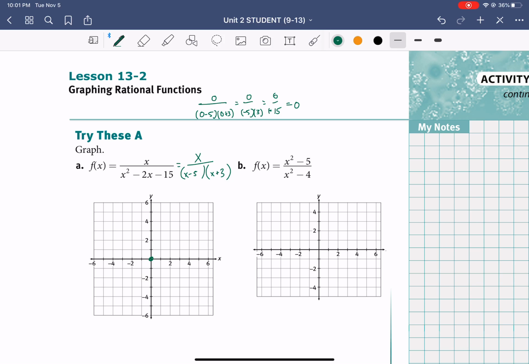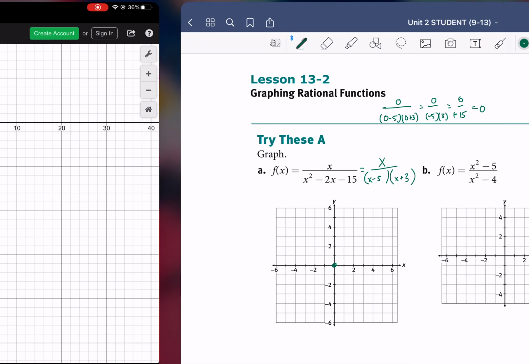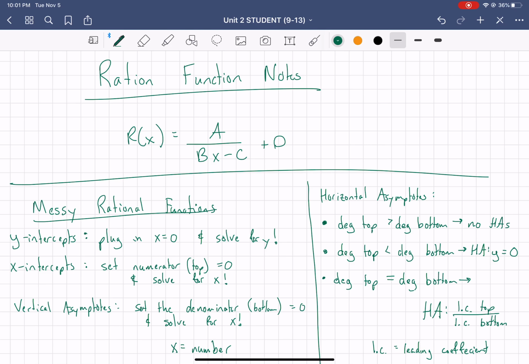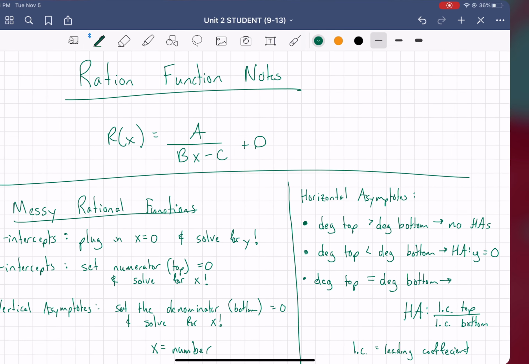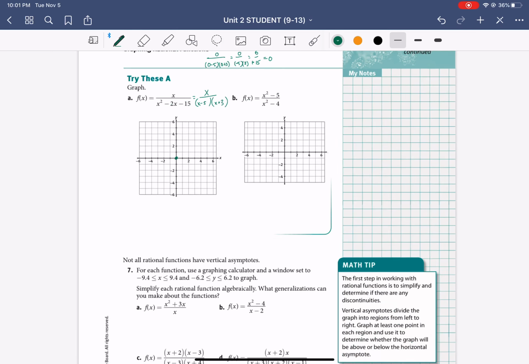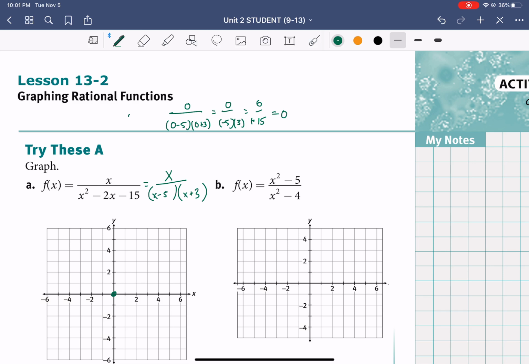Our x-intercepts, what we need to do is say... I'm already kind of blanking because it's kind of late at night. Let's check our notes. We said x-intercepts, set the number on the top equal to 0. All right, so number on the top is x. So we do x equals 0, nothing else to solve. And again, x is equal to 0.